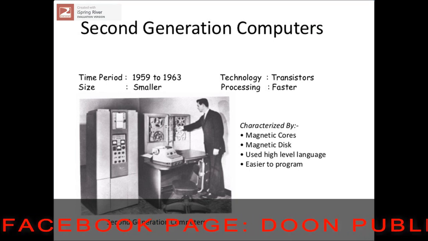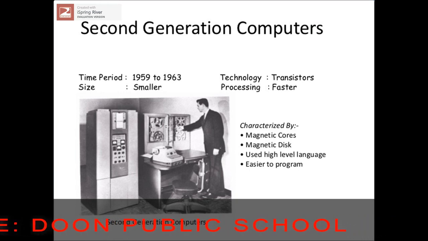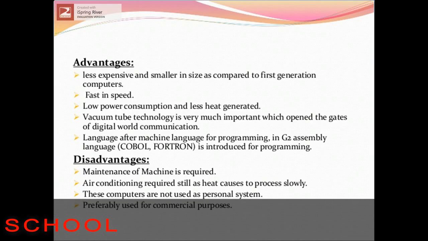Second generation computer, its time period 1959 to 1963. It used technology of transistors, and its processing was much faster. Its size was smaller. It was characterized by magnetic cores, magnetic disk, and it used assembly language. Its advantages: it was less expensive and smaller in size, faster in speed. Disadvantages: maintenance of machine was very much required, and it also generates lots of heat.